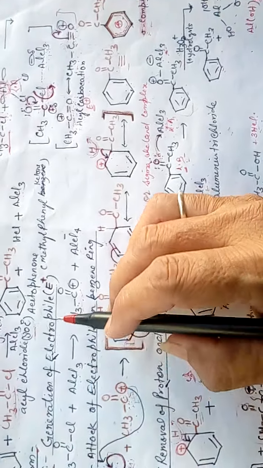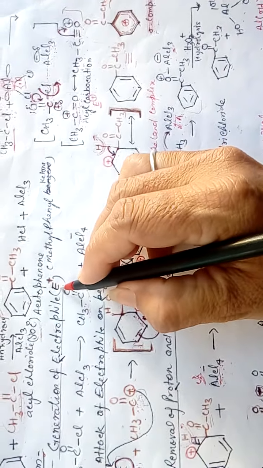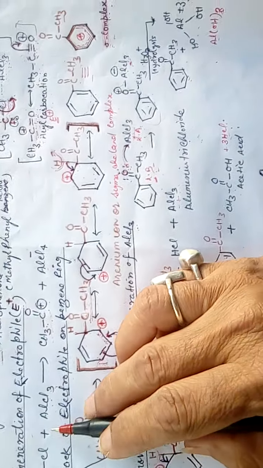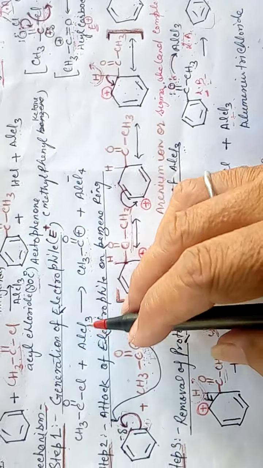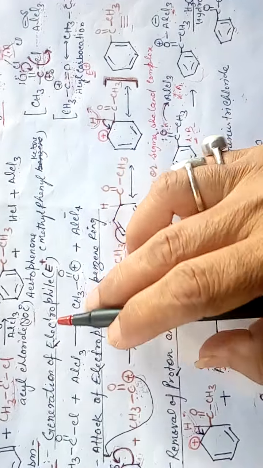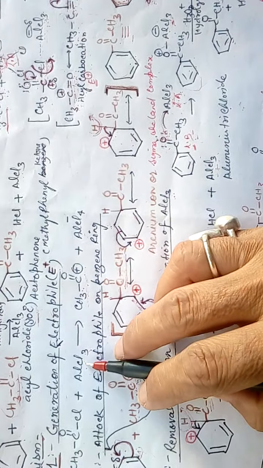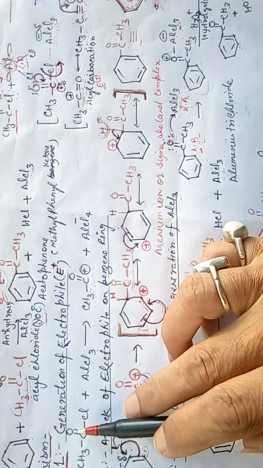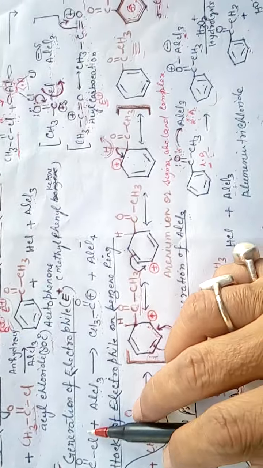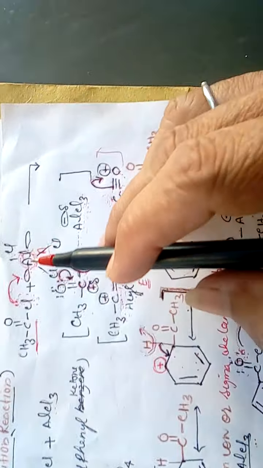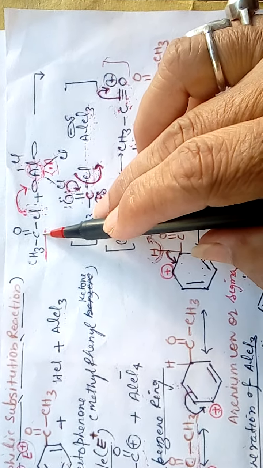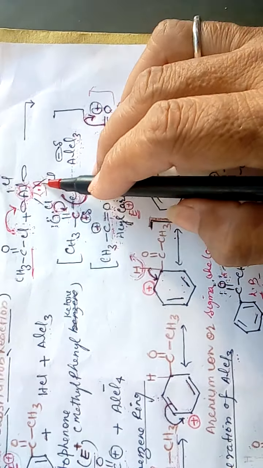Step 1. Generation of electrophile. Electrophile, it is electropositive species. When acyl chloride reacts with aluminum trichloride, it forms acyl carbocation and AlCl4-. AlCl3 is an electron deficient species, and how this mechanism takes place. Now let's see here how electrophile generate. We take acyl chloride when react with aluminum trichloride.